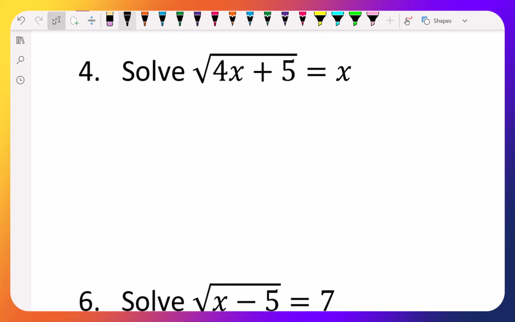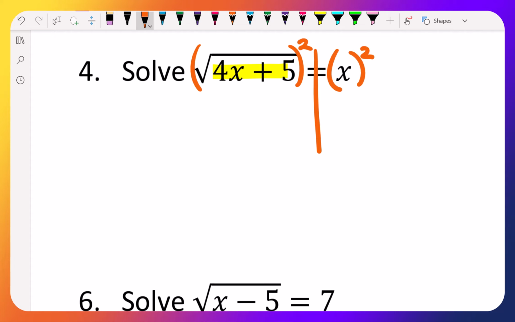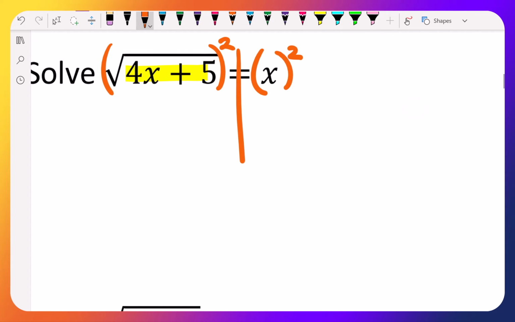So on question number 4, you're going to have to be very careful how you do this one because this is already isolated. So instead of cubing this, I'm going to square it because it's a square root function. But I want you to notice something. I am squaring a variable. And when you square a variable, this is going to cause an extraneous solution. This will be on your EOC, so make sure you're paying attention.